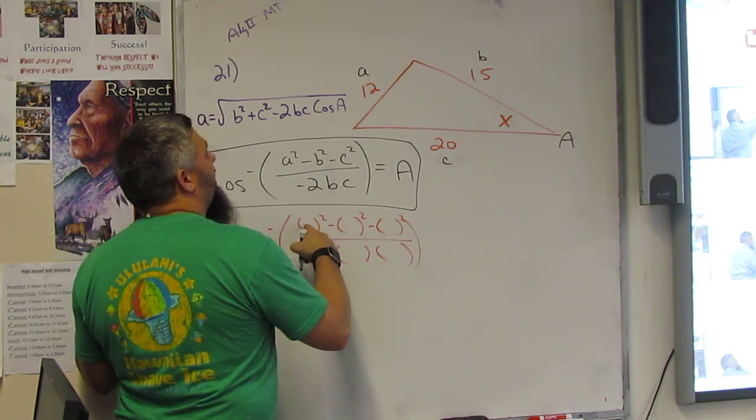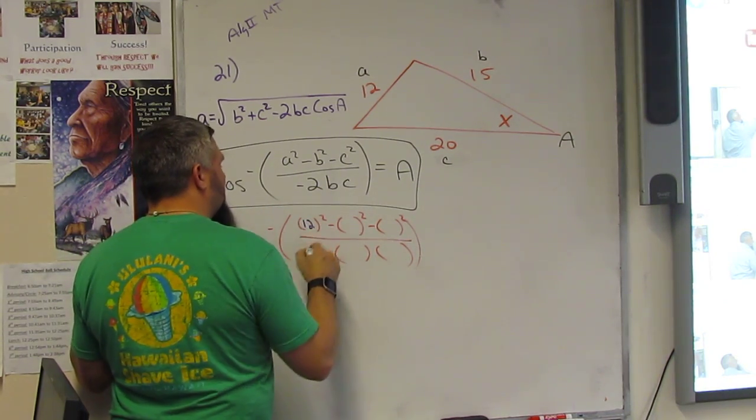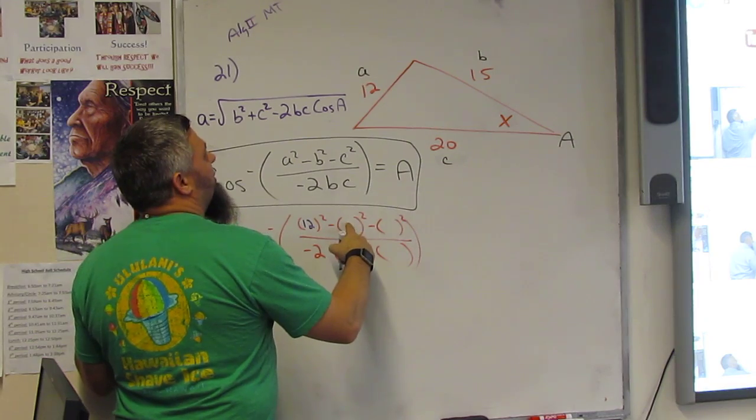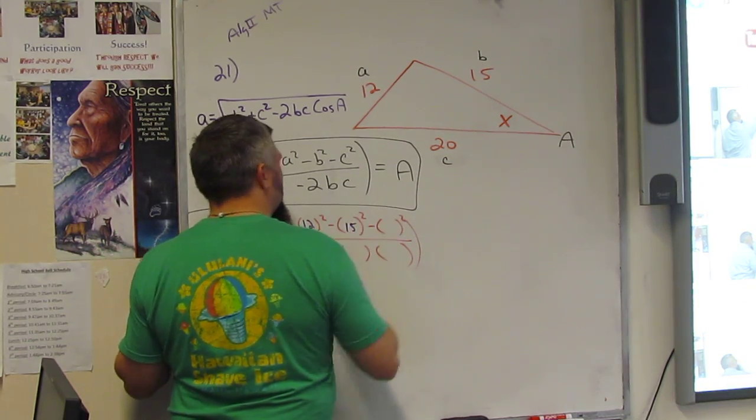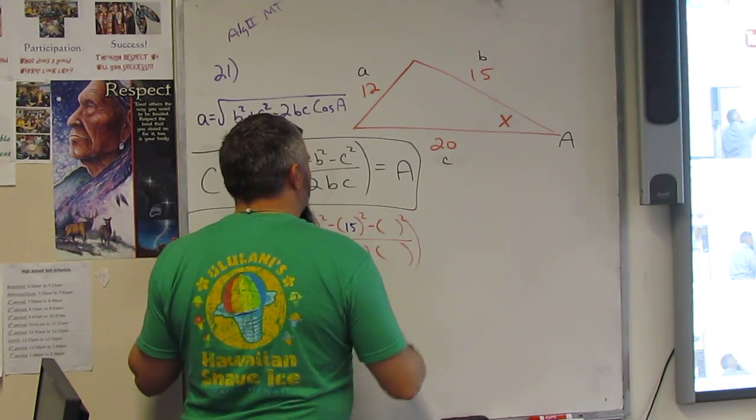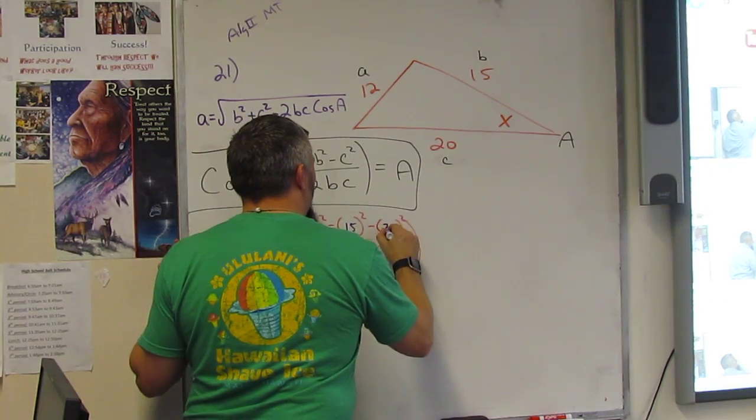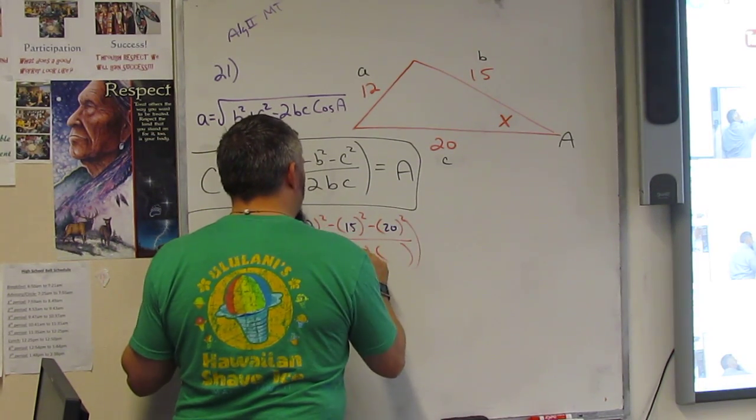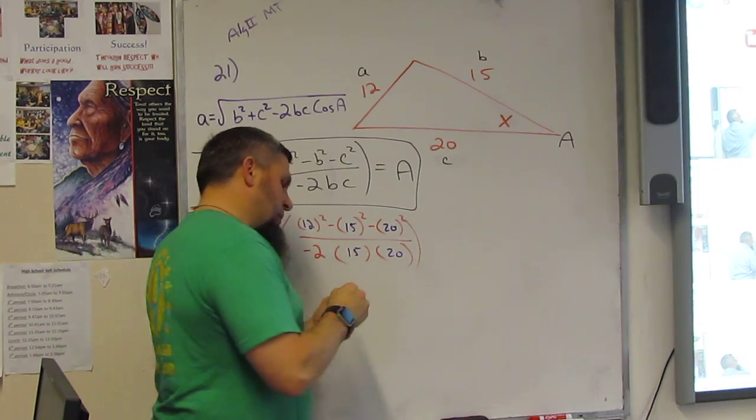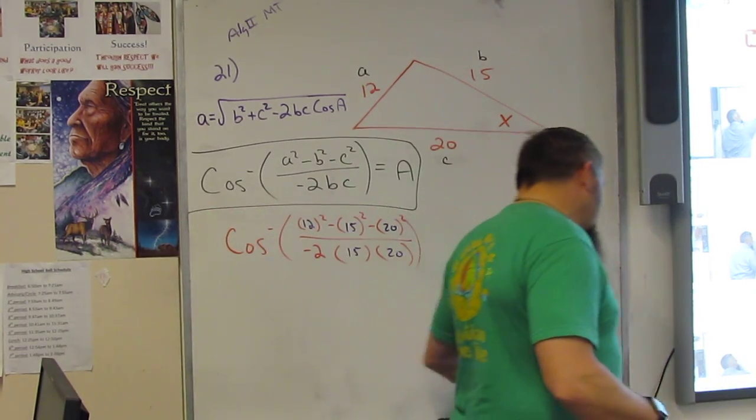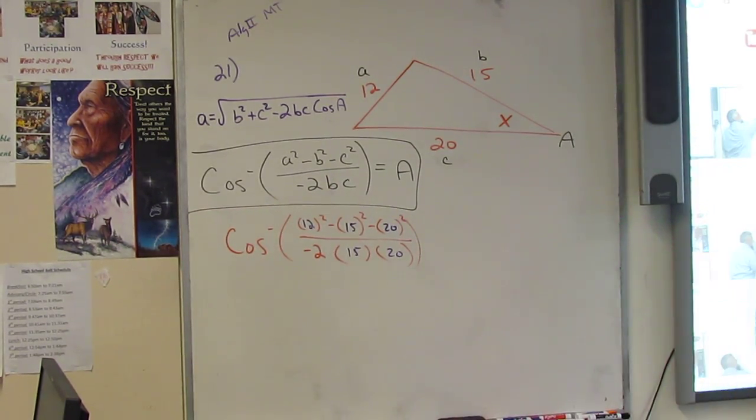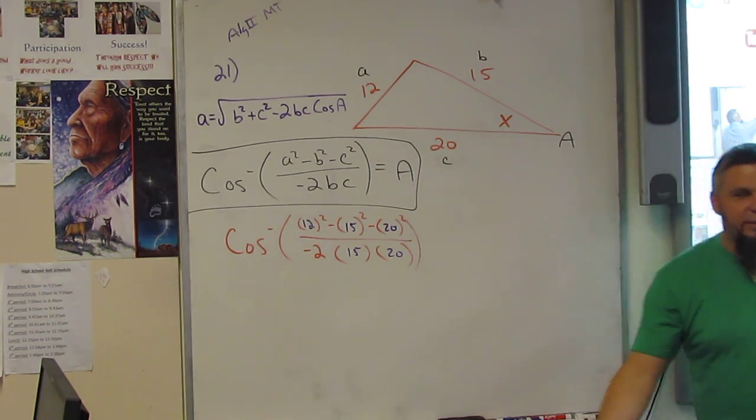So, a squared, well, that would be 12 squared. b squared, that would be 15 squared. c squared, that would be 20 squared. And then 15, and then 20. And then everything else is computer generated. I mean, the hardest part of this problem is plugging it into your calculator and the formula. That's it.